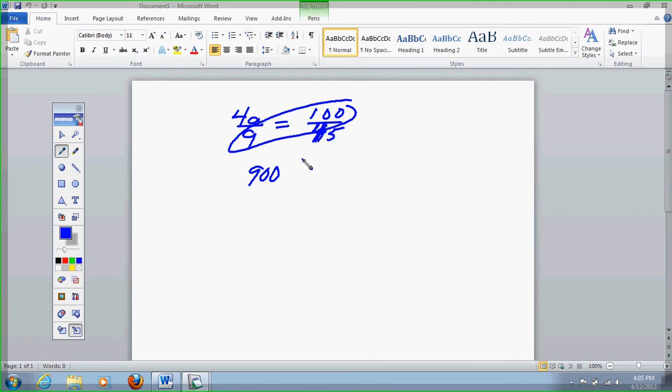Then 4a times 45. Well, if I use my calculator, I see that that's 180a. See, the 9 times 100, that was easy to do in my head.